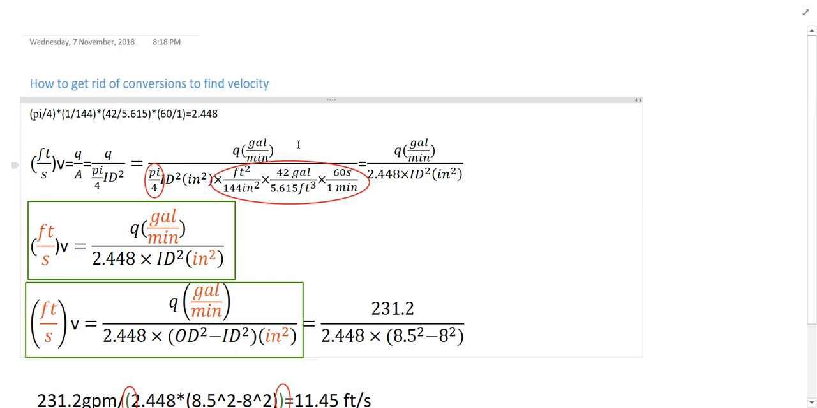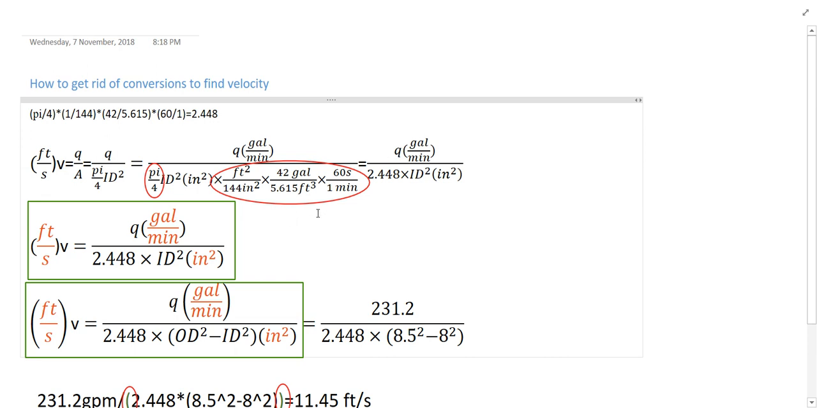which we need to convert. 42 gallon is 5.615 cubic feet. Multiply, we have a minute over here, we have to convert this minute to seconds, and 1 minute is 60 seconds. If we do this calculation over here and the other one, that is pi divided by 4, we can find a constant which is 2.448.